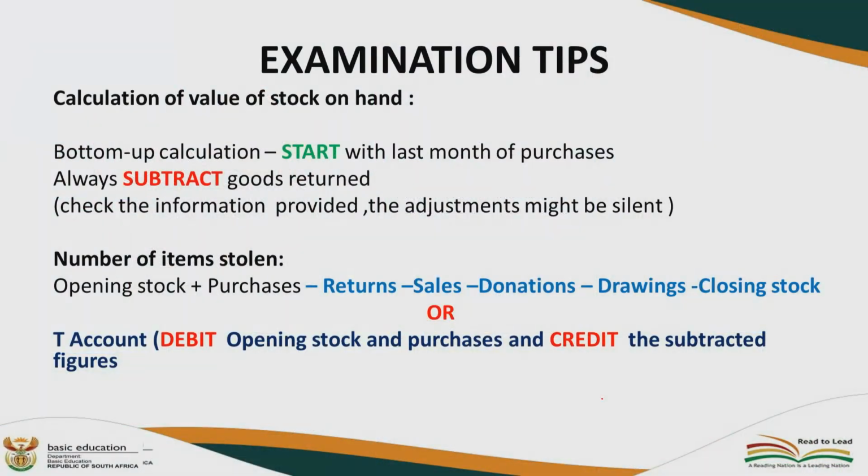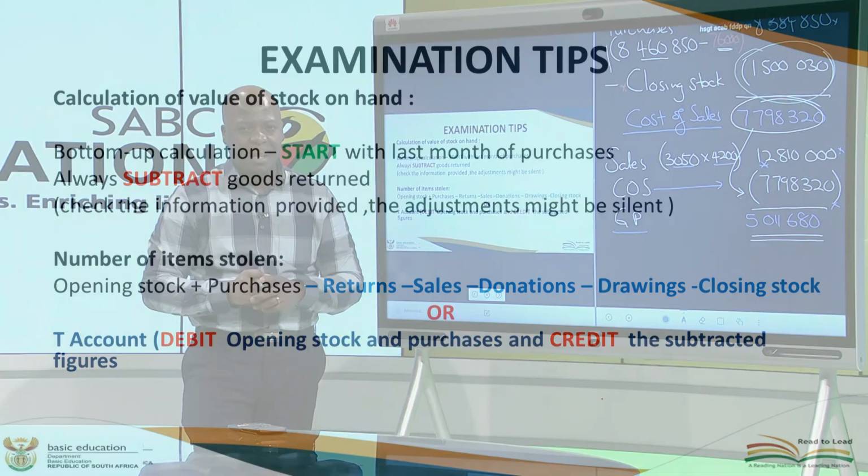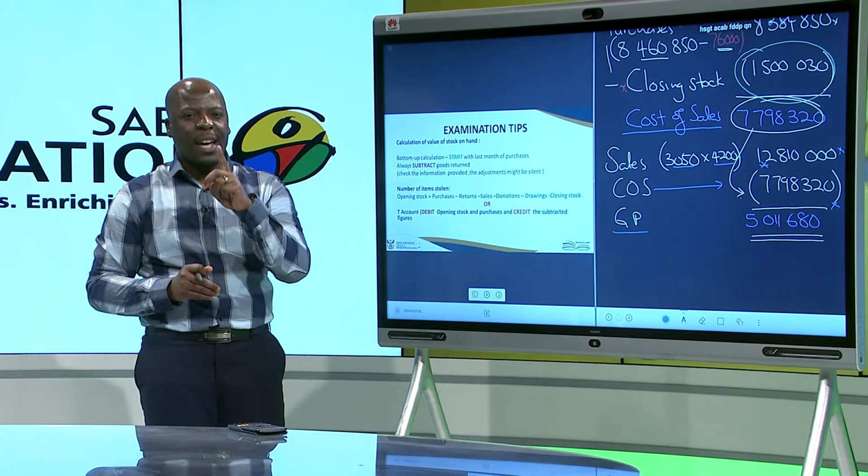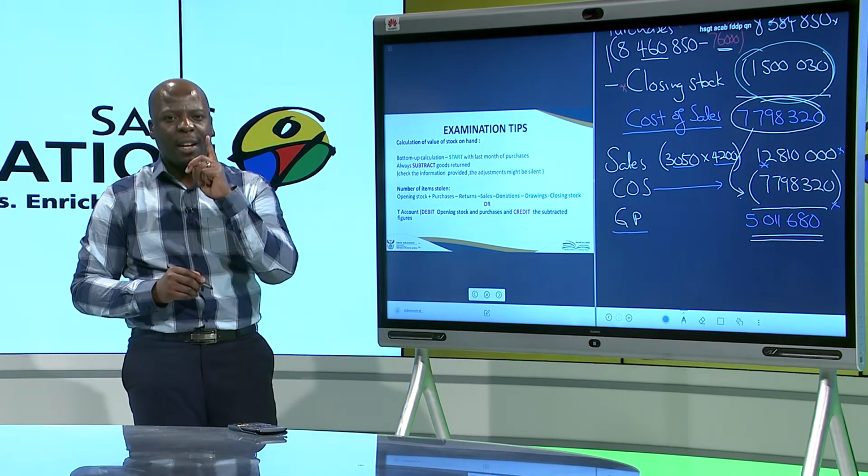And please remember, you need to apply your bottom-up method. When it comes to FIFO, it is your bottom-up approach. And when you apply your bottom-up approach, you are looking at the last units purchased. The last units purchased are the ones that will give us the value of closing stock. Keep in mind, what is it, Mr. Simbi? Yes, the units returned. You need to remember the units returned.